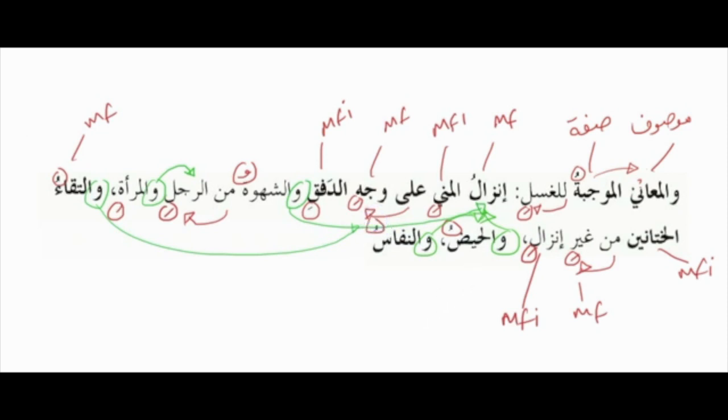Right, so let's look at the whole thing again then. What we have is, this is the mubtada, al-ma'ani al-mujibatu lil-ghusli is the mubtada, and the khabar is actually all of this, the atafs all put together, all become the khabar. In other words, those ma'ani that necessitate ghusl, what are they? And here it mentions those ma'ani. All of that would be the khabar.